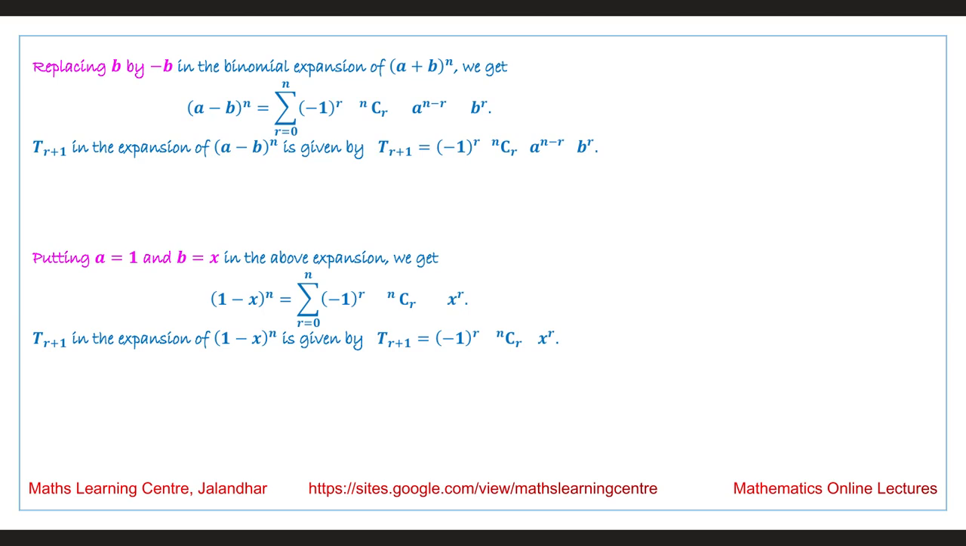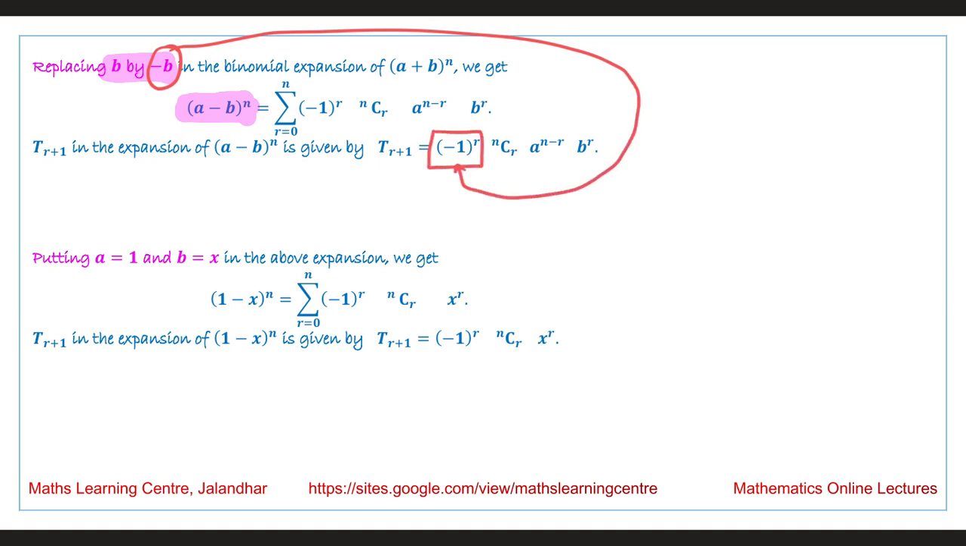Next, if we replace b by minus b, we will have the expansion in the form (a minus b) raised to the power n. What will happen here? We have replaced b with minus b, so in the expansion we will obtain a term (minus 1) raised to the power r, and this r is the power of b. Whenever the value of r is even, we will have the positive term, and whenever the value of r is odd, we will have the negative term.